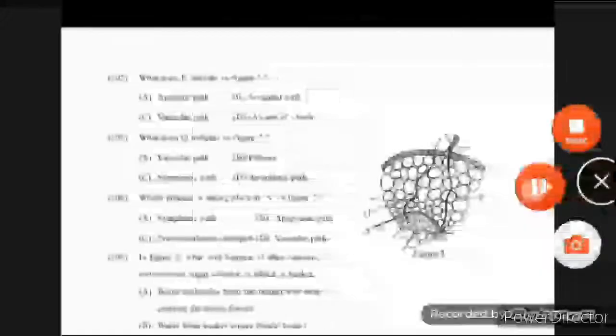P indicates the symplast path. So therefore option B, symplast path, is the correct answer for question number 102. So in this figure P indicates the symplast path. Okay, so next question, what does Q indicate in figure 2?